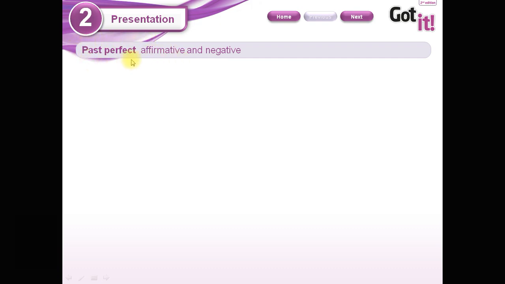Past perfect. Past perfect equivale a lo que es para nosotros en español las fórmulas creadas con había más un verbo en participio. Por ejemplo, había vivido, había salido, había estado, había sido, ¿ok?